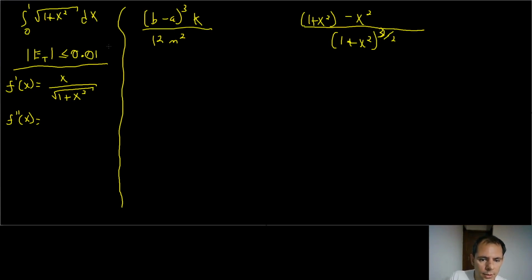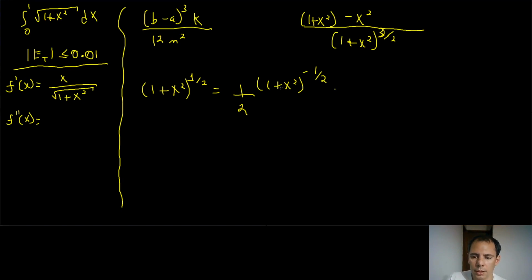So let's do this. You have 1 plus x squared to the 1/2. And you want to differentiate this, so half times 1 plus x squared to the minus 1/2 times the differentiation of the inside function, which is 2x. You simplify this 2 with this 2, and you have x divided by the square root of 1 plus x squared. This is the first derivative, it's already here.